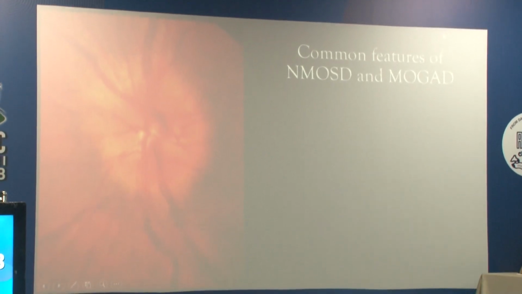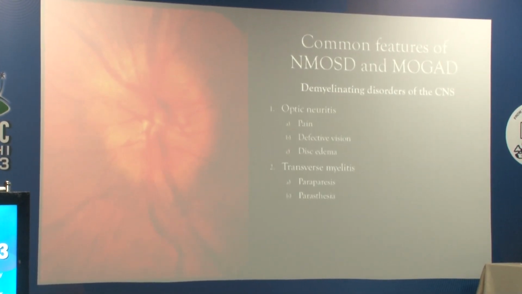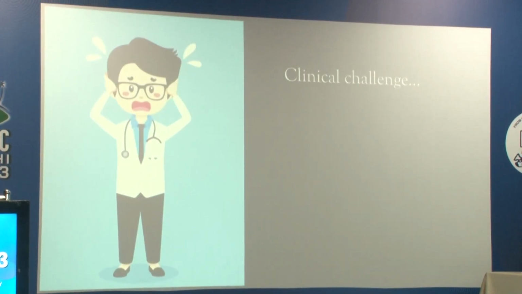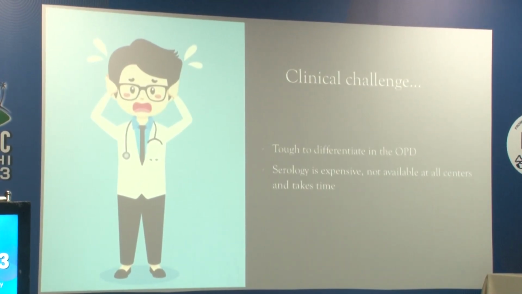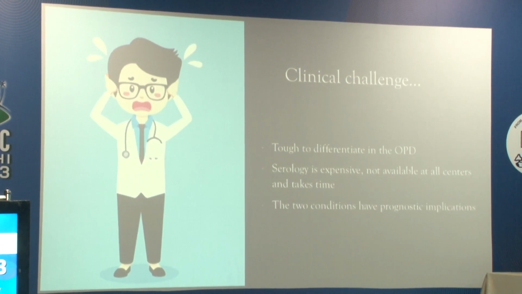NMOSD and MOGAD are both demyelinating disorders of the central nervous system with common clinical presentation. It can be tough to differentiate these in the OPD, and serology can be expensive, unavailable, and time-consuming. The two conditions have different prognostic implications for the patient and a slightly different management approach in the long term.